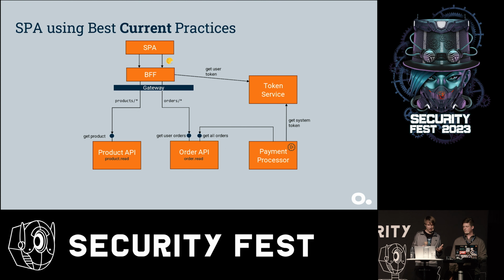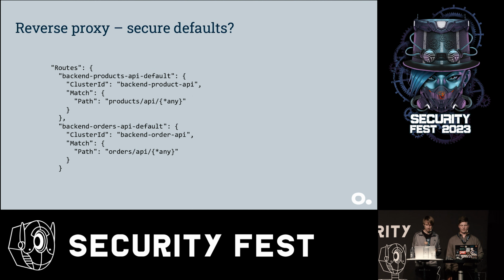If we take a closer look and start looking at the routing here, which seems to be an issue, a common default way to configure reverse proxies and the backend for frontend is to do it like this. It's just a conceptual sort of configuration. So what's the issue here?